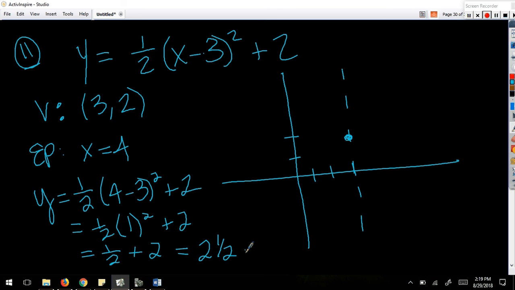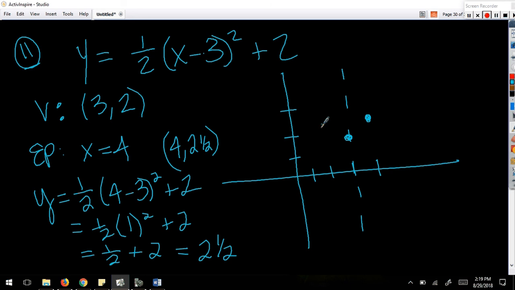If you plugged in 4, I hope you got 2.5 when you plugged it in, or 5/2. So when I graph this, my point is 4, 2.5. So 4, I'm going to go up 2 and past it a little bit. Remember, you don't have to be so precise with this. I want to make sure you graphed it correctly, but I'm also looking at your work here.